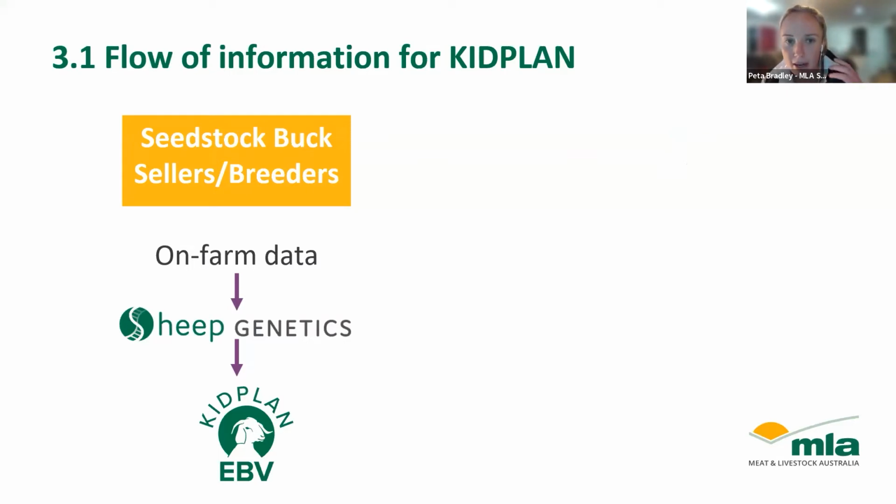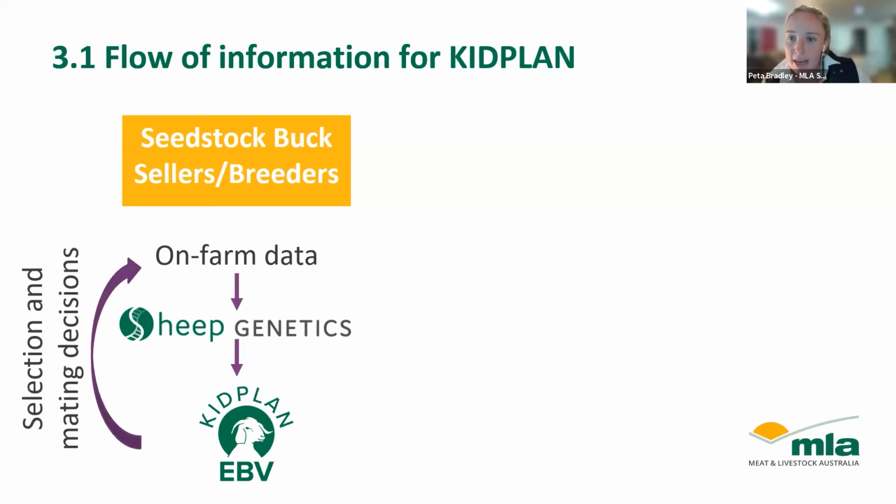So if we think about our seed stock buck sellers and breeders, they have their on-farm data that I spoke about, all those different things, pedigree, records, all of those kind of things. They send that data to us at Sheep Genetics. We crunch the numbers with our partners at the Animal Genetics and Breeding Unit based in Armidale at the University of New England. So we calculate the breeding values and we deliver back a KidPlan EBV.